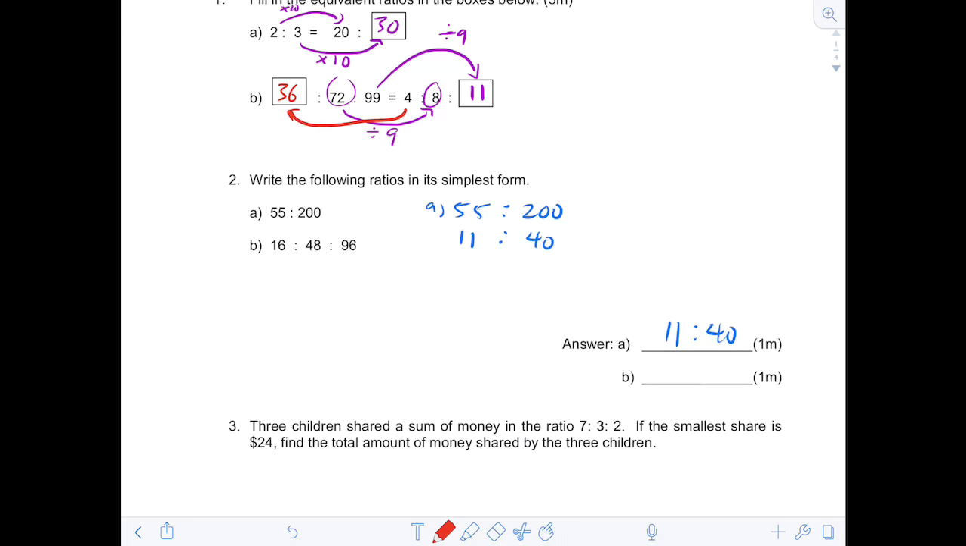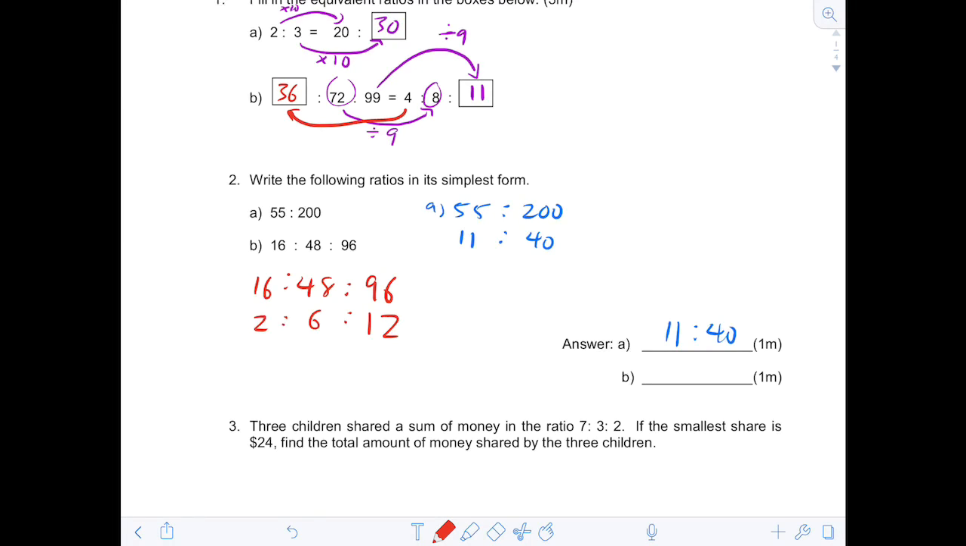Okay, the second one is 16, 48, and 96. How do I reduce this? Here you can see that one of the common factors, which I can choose conveniently, is 8. So if I divide by 8, I get 2. 48 divided by 8, I get 6. 96 divided by 8, I get 12, if I'm not wrong.